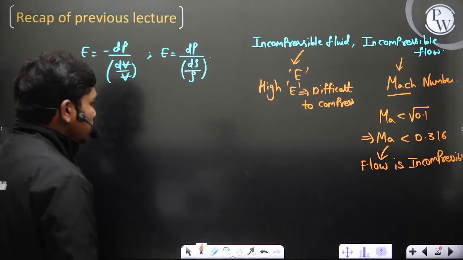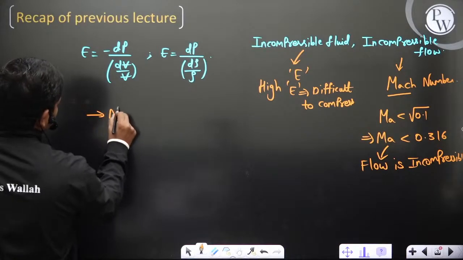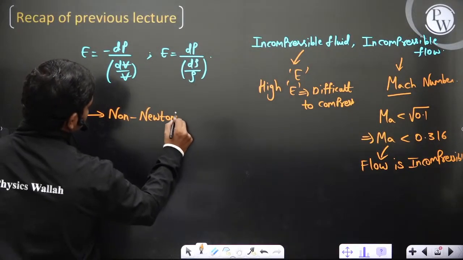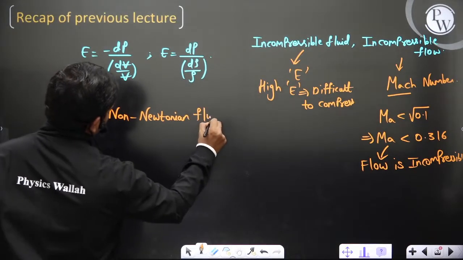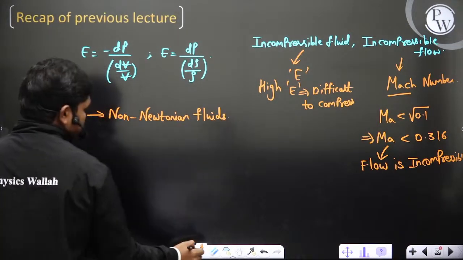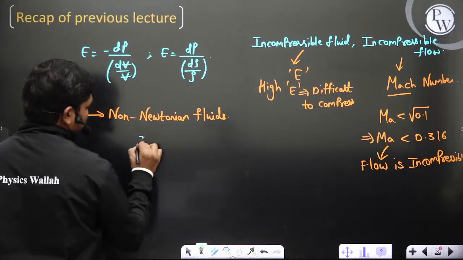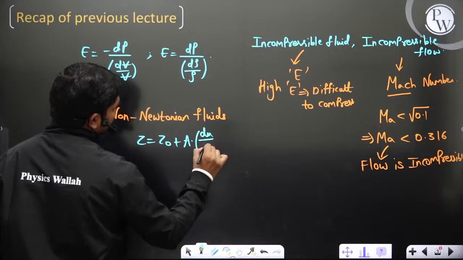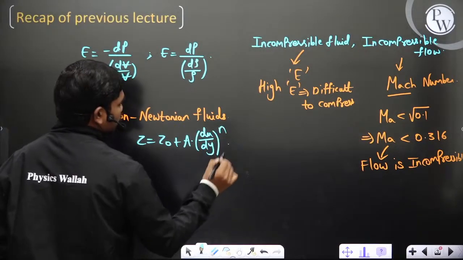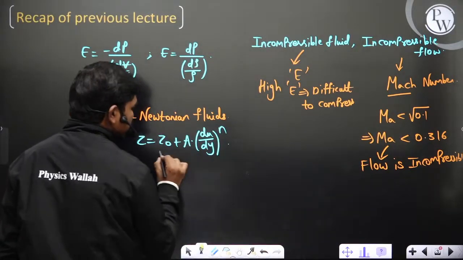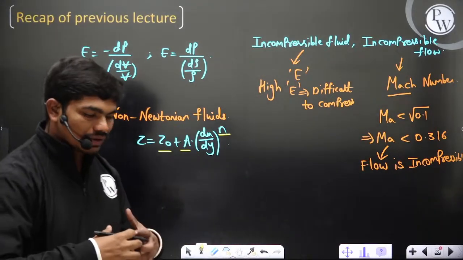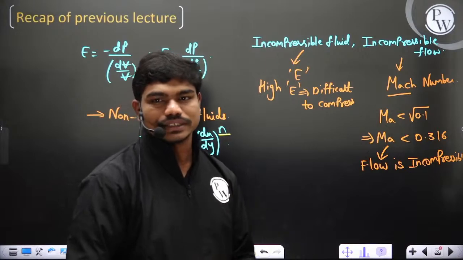After that we have seen certain non-Newtonian fluids. We have seen the Herschel-Bulkley model, tau = tau naught + a (du/dy)^n. Here tau naught is the yield shear stress, a is the flow consistency index, and n is the flow behavior index. We have also seen how different graphs come out, such as dilatant and pseudoplastic.